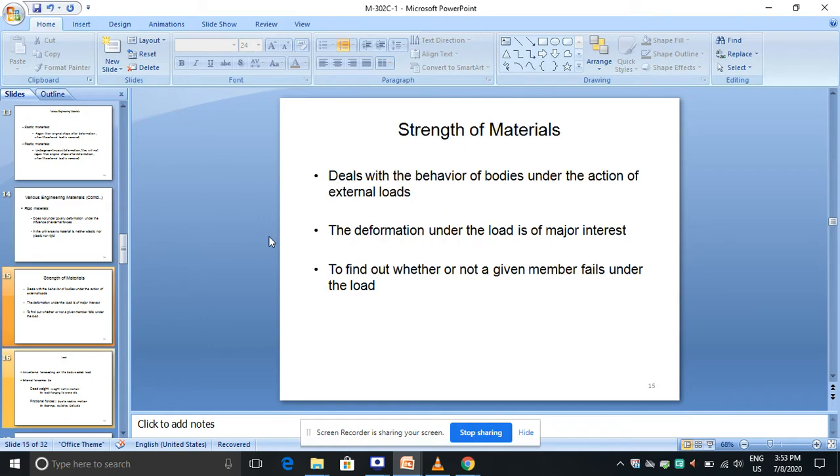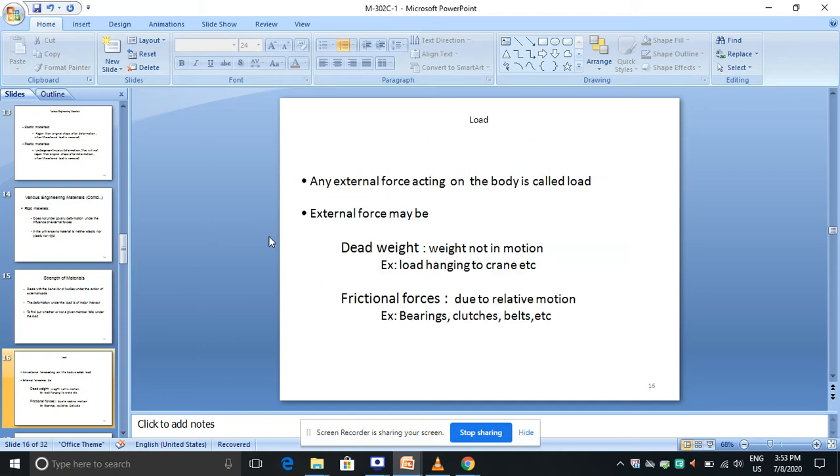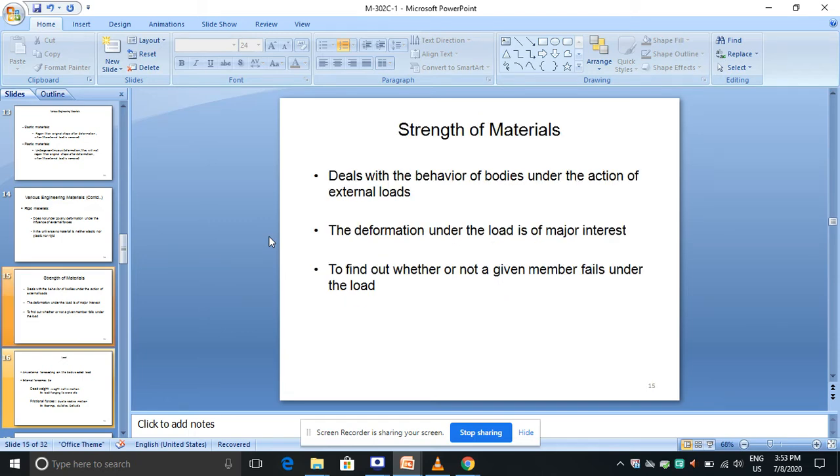Now, strength of materials deals with the behavior of bodies under the action of external loads. The deformation under the load is of major interest, to find out whether or not a given member fails under the load. That means whether the member or any component will withstand the application of load or fail, it won't take the load.